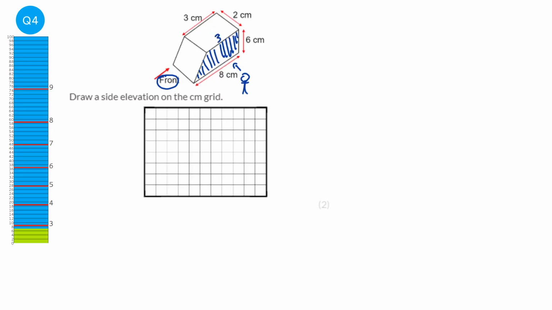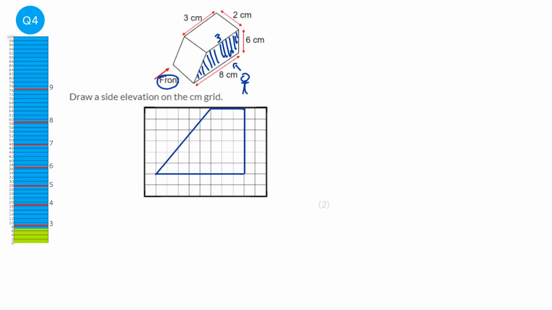So the top bit is 3, then it's 6, then it's 8. So I'm just going to start off with the bottom actually, that might be easier, and draw the 8 across. 1, 2, 3, 4, 5, 6, 7, 8. Then I'm going to do the 6 up. 1, 2, 3, 4, 5, 6. Looks like I left just enough room. Then I'm going to do the 3 across. 1, 2, 3. And then all I need to do is just join up the start and the finish to complete the trapezium.